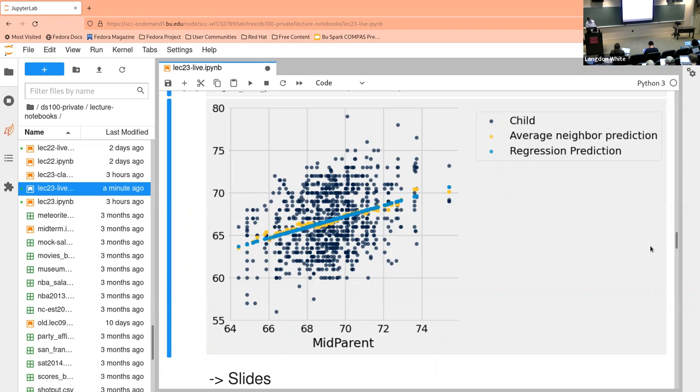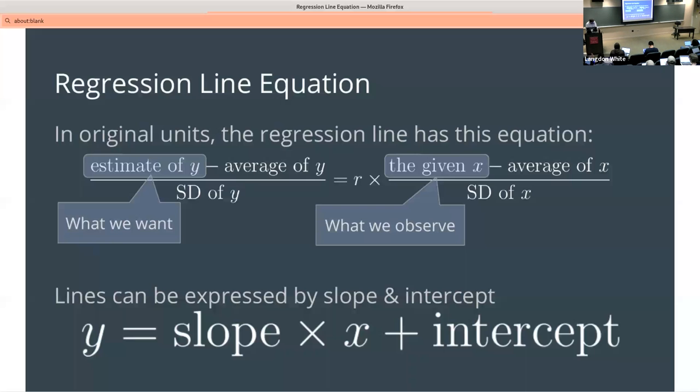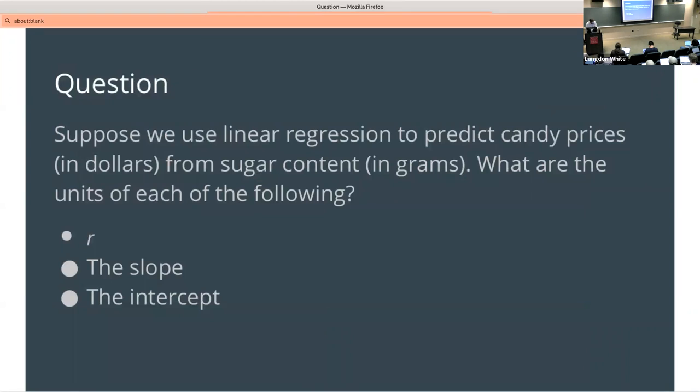However, the linear regression is certainly easier to calculate. And from there, we'll go back over here. Before we move on to the next thing, if we use a linear regression to predict candy prices in dollars from sugar content in grams, what are the units of each of the following? Okay. What would the units be of R? What's our correlation coefficient's units? Is it one of the things listed here, or is it something else?